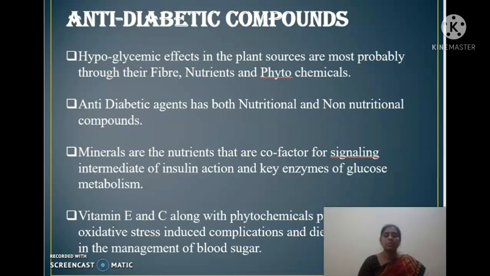In the case of vitamins, vitamin C and E along with the phytochemicals help to prevent the oxidative stress induced complications. Then dietary fiber aids the management of blood glucose level.